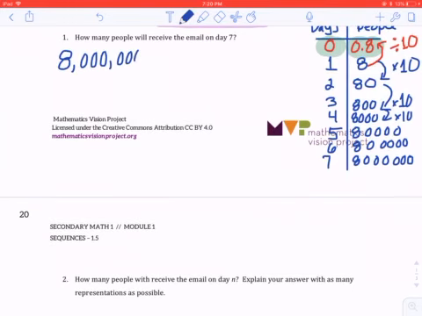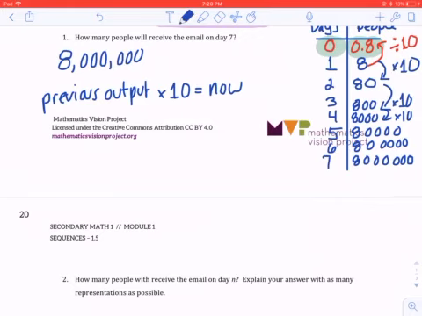So all I did was I used a recursive formula here. Hopefully that rings a bell. I knew my previous output would be multiplied by 10 to get to where I'm looking now. Or next, as we said.